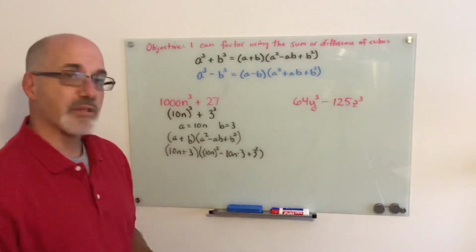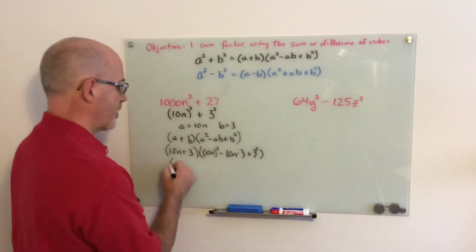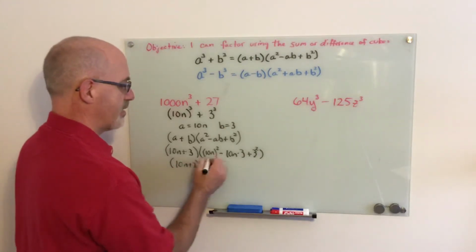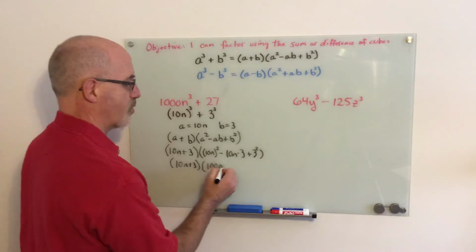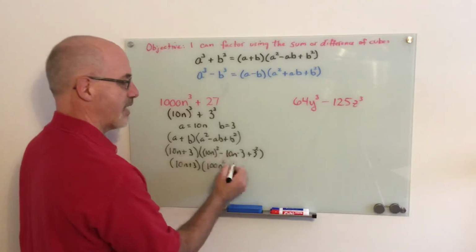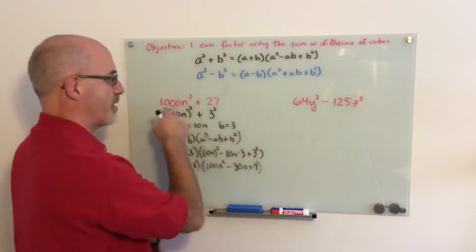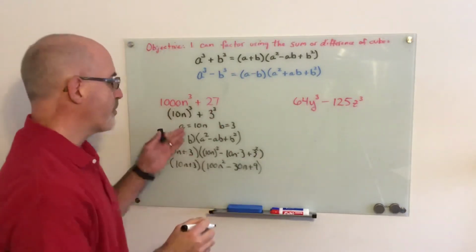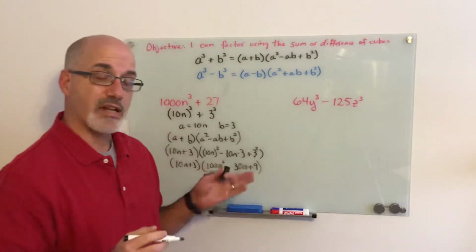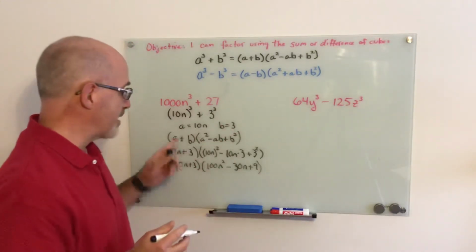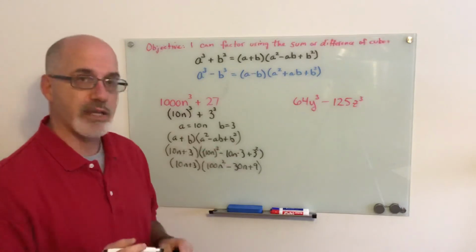Now I can simplify each of these parts. So I get 10n plus 3 times 100n squared minus 30n plus 9. That's what this factors into, just noticing what are the different things that are cubed to get that first term and the second term, and then substituting them into this pattern here.